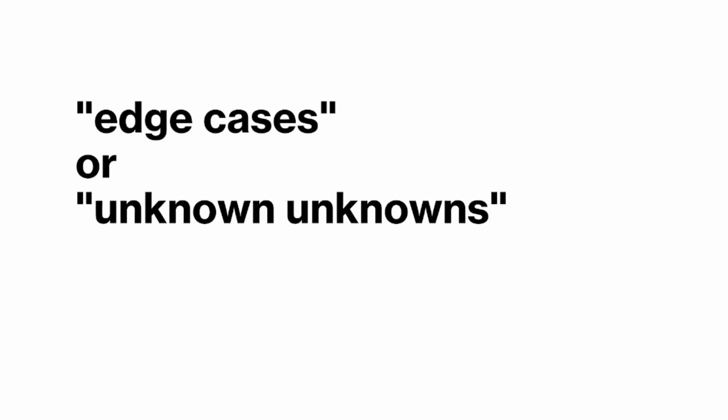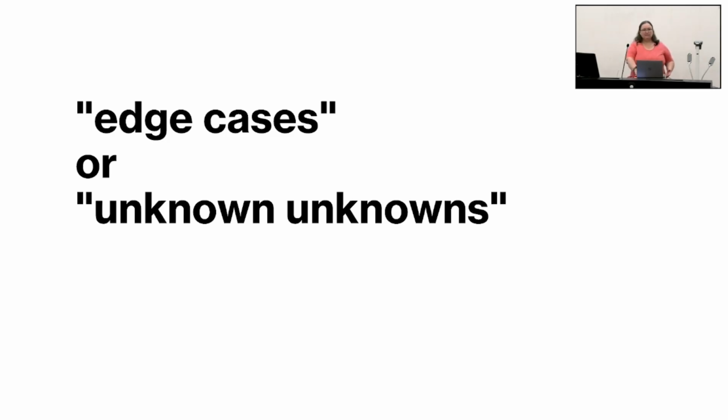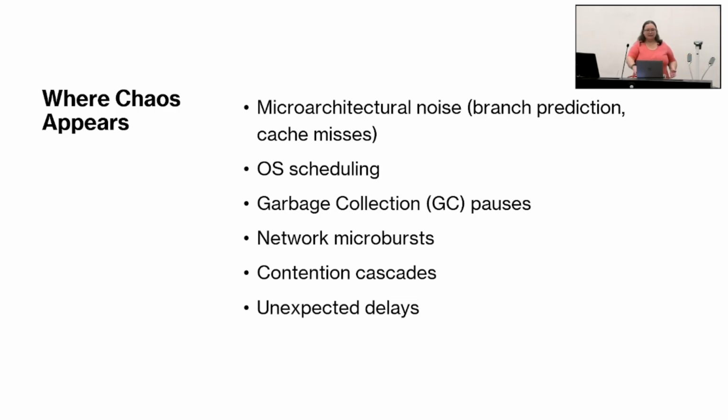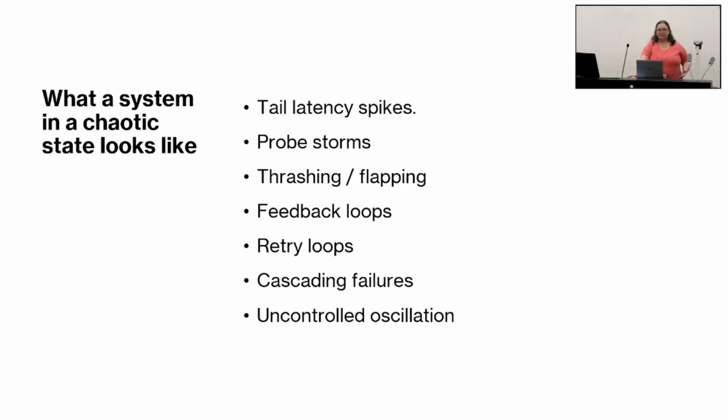It feels arbitrary, but it isn't. Every one of your systems is orbiting a strange attractor in the state space of that system. Their structure is just complex and sensitive and very high dimensional, very hard to see. But let's have a look at where we'll see this chaos to understand what I mean. Chaos appears in a bunch of places. Noise and scheduling and garbage collection pauses and microbursts and contention cascades and unexpected delays. These all cause unaccounted-for differences from expectation. Each unaccounted difference is small, but together we get tail spikes where the average looks fine but the extremes hold the truth. Or probe storms, thrashing, feedback loops or retry loops, cascading failures and uncontrolled oscillation. We keep meeting the same failure shapes because we keep building the same loops.